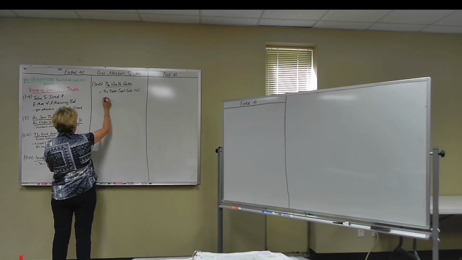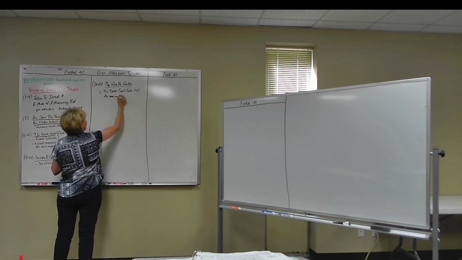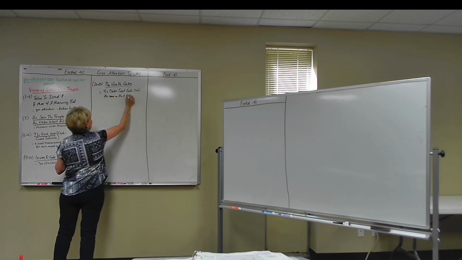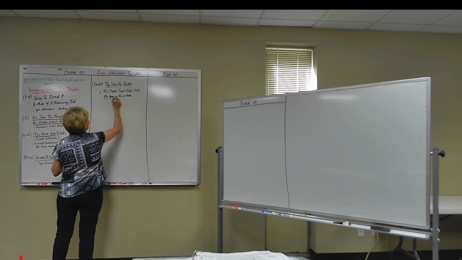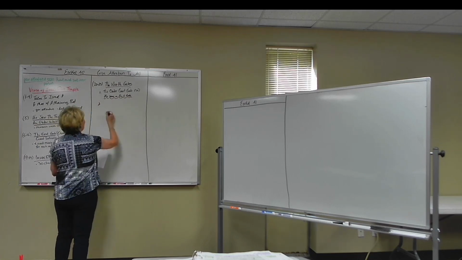So it says the same as the east gate, right? The measurements. So that's what I did with it. And then the second part of it, starting in 23, is what?